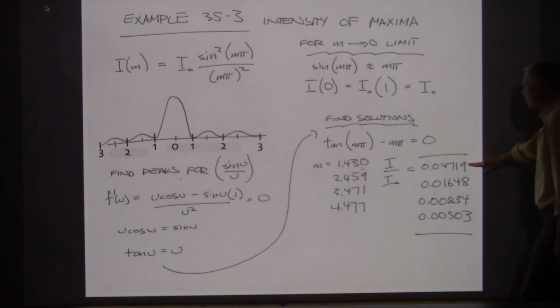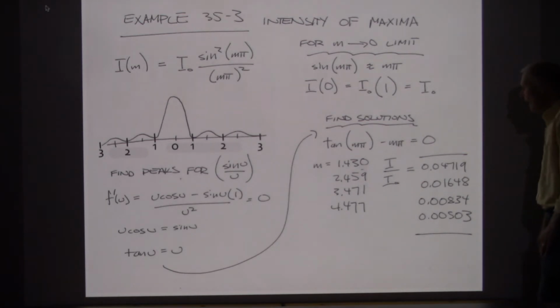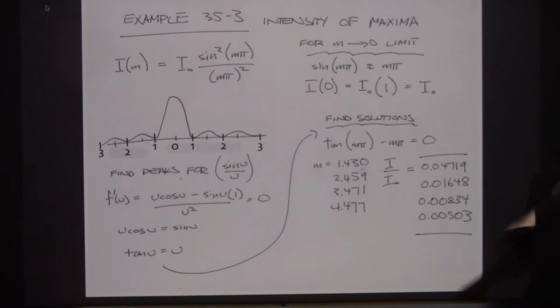So that first fringe is about 5% the intensity of the central maximum. The next fringe is 1.6%. The third fringe is less than 1%. The fourth fringe is at about 0.5%. So you can see the intensities drop off pretty quickly. But that's telling us about that picture.